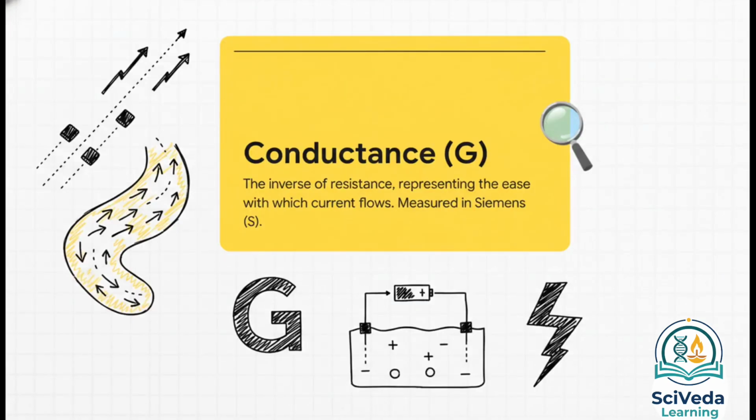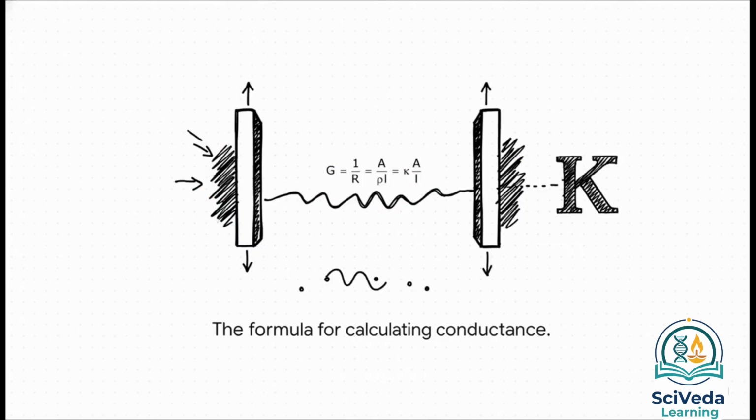Okay, so if resistance is all about opposition, then conductance is, you guessed it, the exact opposite. We use the letter G for this one, and it just measures how easily current flows through something. It's literally the inverse of resistance, and we measure it in a unit called Siemens, or S. And the relationship here is really straightforward. Since G is just 1 over R, we can basically just flip our whole resistance formula upside down.